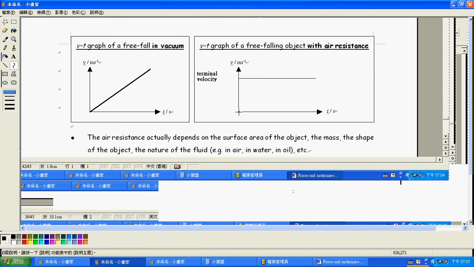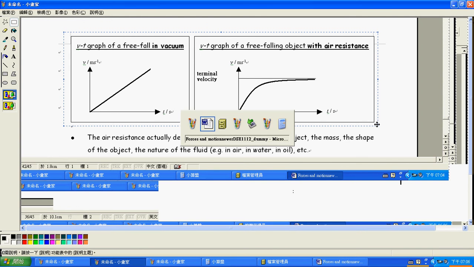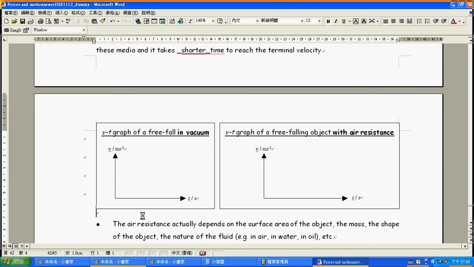And the VT graph goes like that. At first, it will accelerate at g, and then the acceleration is slow. It goes something like this. So this is the graph of falling in air with and without air resistance. Let's get back.